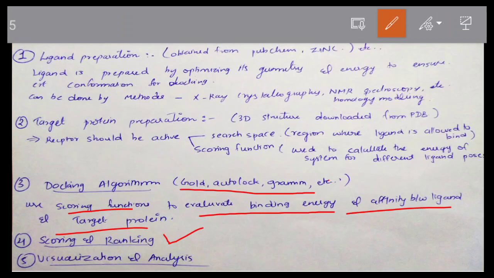The very next step is scoring and ranking. According to the binding energy produced by the interaction of a ligand and protein, we rank them accordingly. Then, the fifth step is visualization and analysis, in which the whole process of docking is analyzed and a perfectly docked ligand and protein complex is taken.